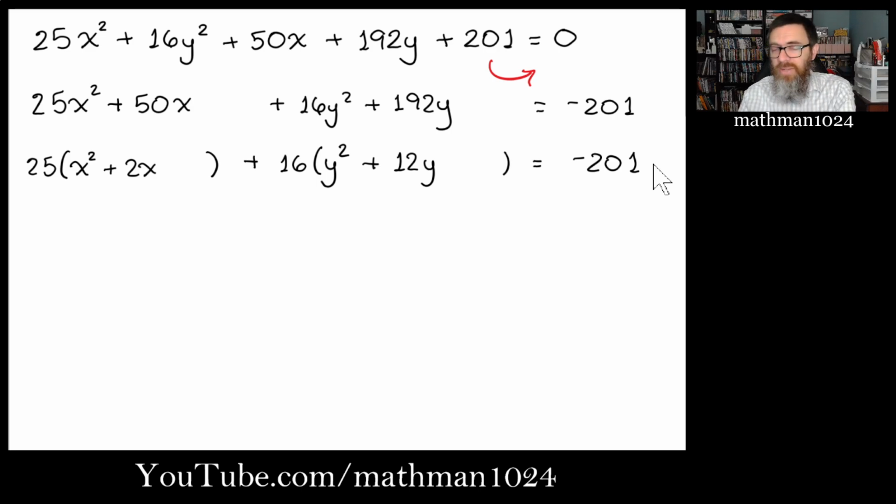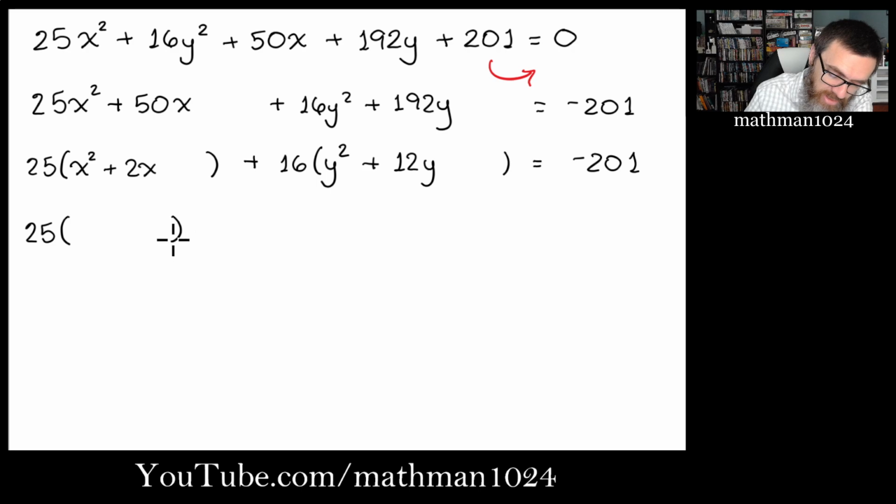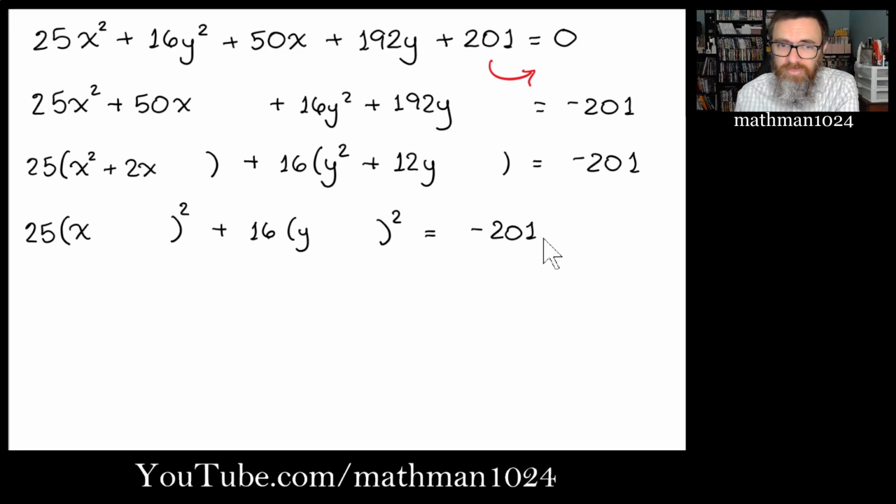All right, now here's where things get kind of tricky. Our goal is to have this as 25 times something squared with an x in it, and then we'll have this 16 as something squared with a y in it. All right, so here's what we're going to do. We're going to complete the square, but you got to watch where things go. So first of all, when we complete the square, we will look at this middle coefficient.